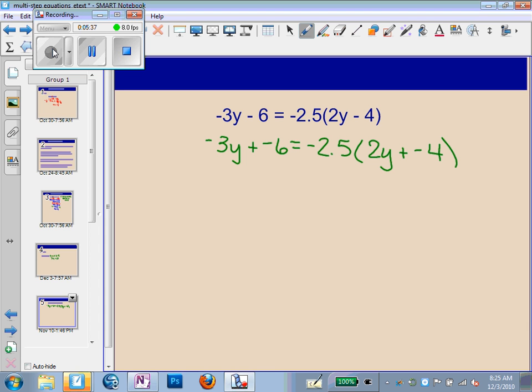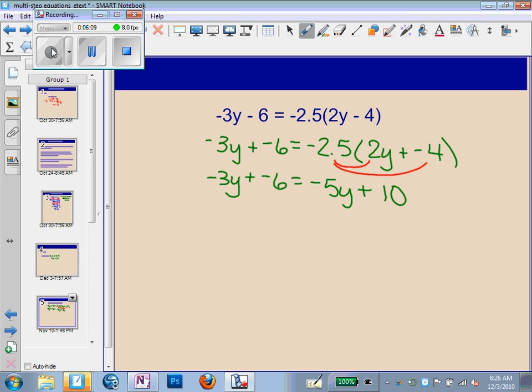So the first thing we're going to do once we've changed subtraction to addition and division and multiplication is simplify each side. And in this case, that means applying the distributive property. So we're going to multiply negative 2.5 times 2y and negative 2.5 times negative 4. So we end up with negative 2.5 times 2y, which is going to give us negative 5y, and plus negative 2.5 times negative 4, which gives us 10.